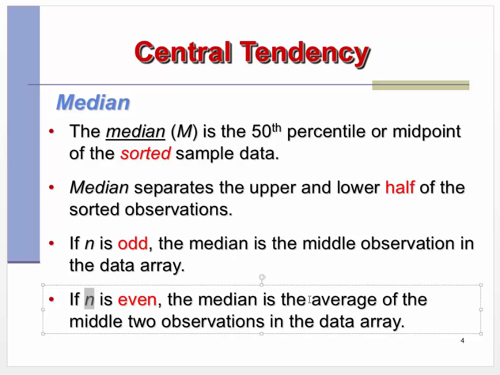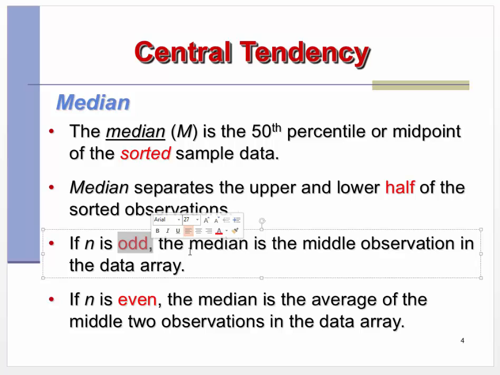But then there's no number in the middle. The median is the average of the middle two observations. There's no one in the middle, there are two middle ones. You average the two to get the median of the data range. If n is odd, that makes it easy. The median is simply the middle observation in the data array. For example, you have a data set with 5 numbers. 5 is odd, so the one in the middle is the third one. So that is your median.